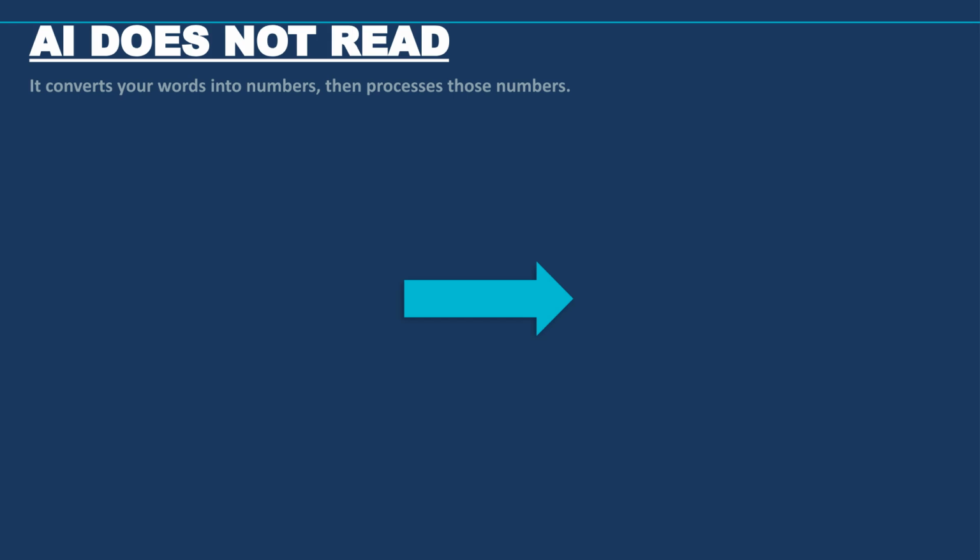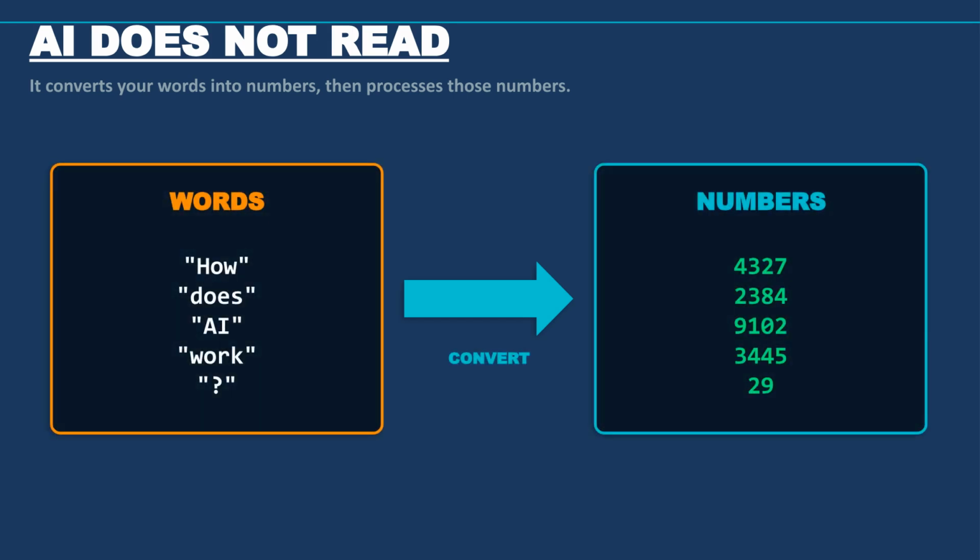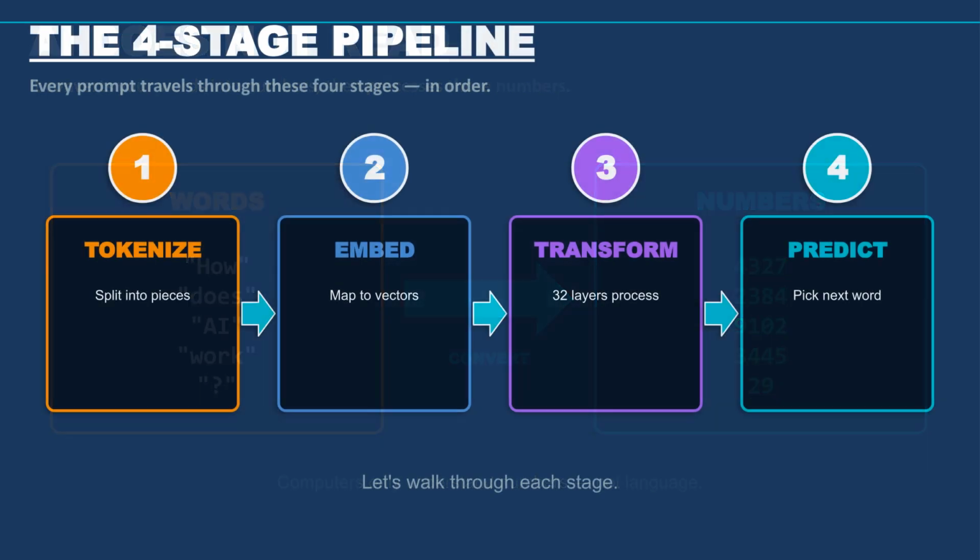The key is that AI doesn't read words. It converts your prompt into numbers and processes those numbers, since computers only understand numerical data. Every prompt travels through the 4 stages of the AI pipeline: tokenize, embed, transform, and predict. Let's walk through each stage.